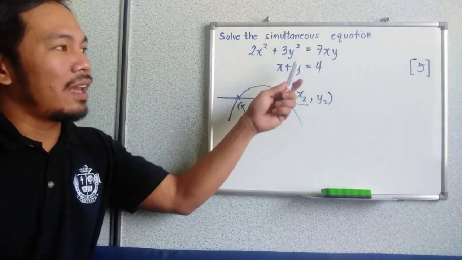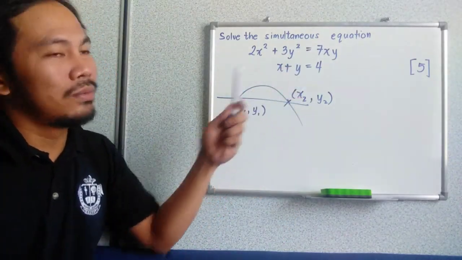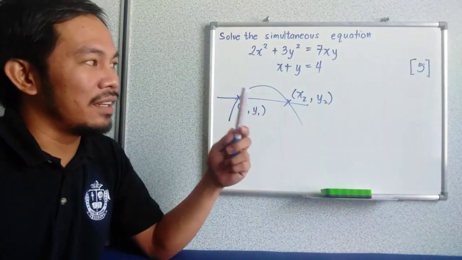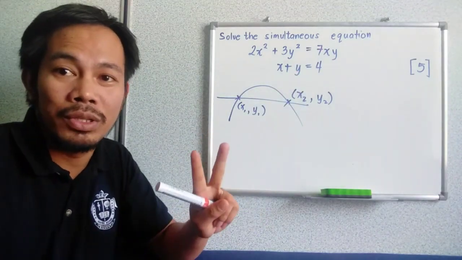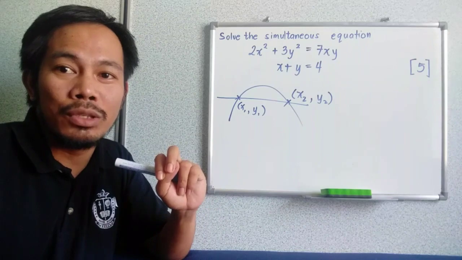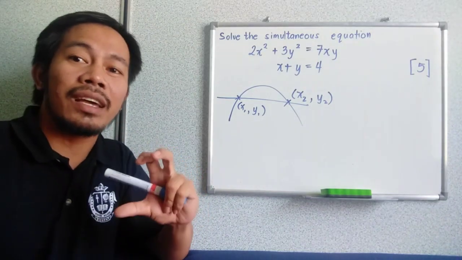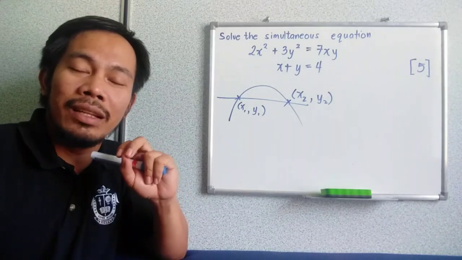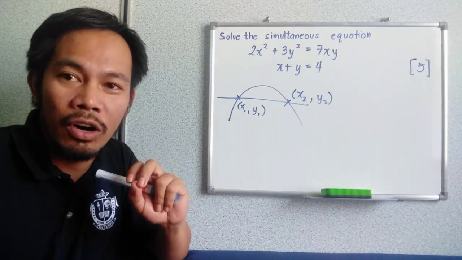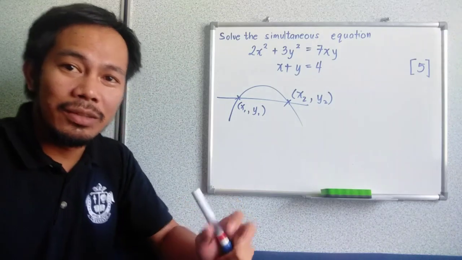So this is basically what we are going to deal with. Let's see if the curve and the line intersect at 2 points. If they intersect at 2 points, we will come up with 2 values of x, and each value of x will have a corresponding value of y. So let's start.